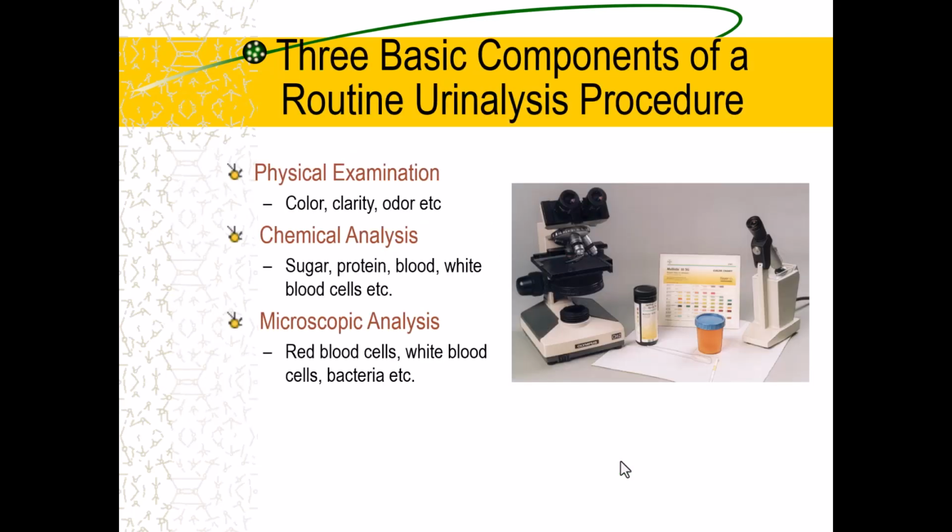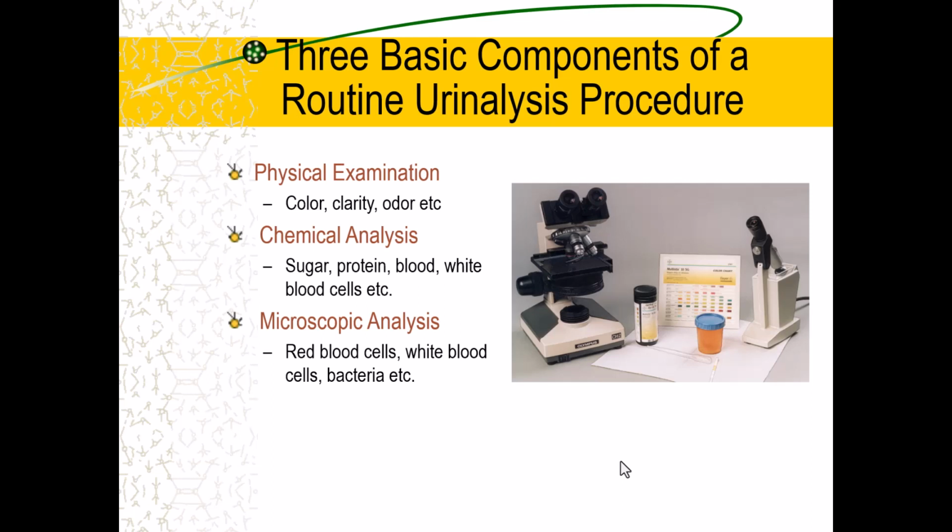So there are 3 parts of a routine urinalysis. The first one is going to be your physical examination. We're going to look at color, clarity, odor, etc. We'll talk more about these on the next slides. I'll get into more depth. The second part is going to be your chemical analysis. That's when you're going to do the dipstick. We're going to look for sugars, proteins, bilirubin, cells, etc.